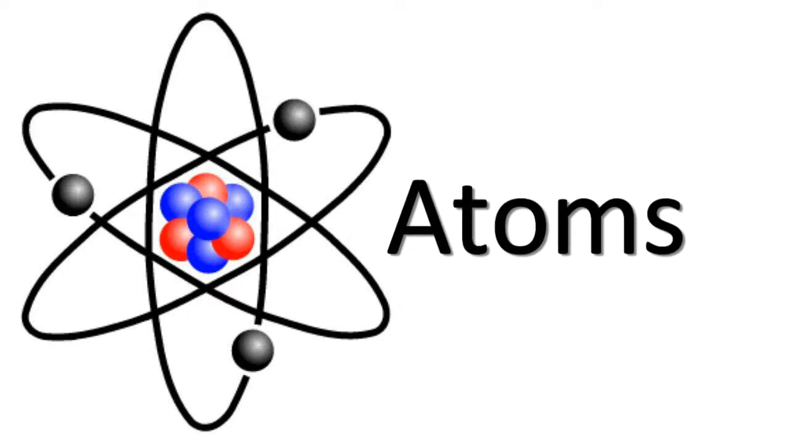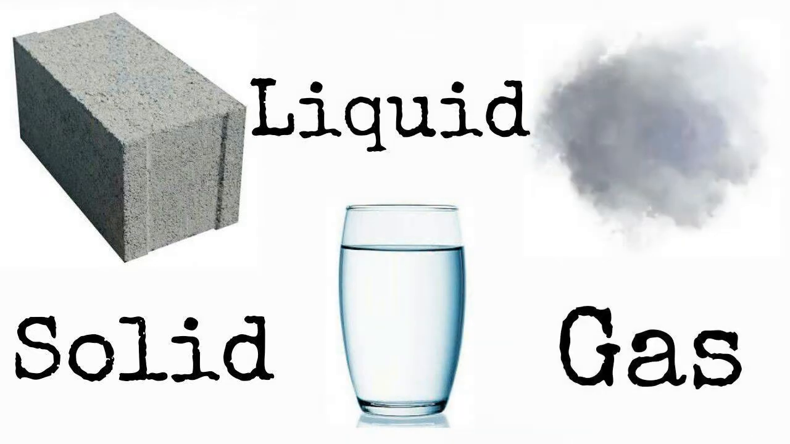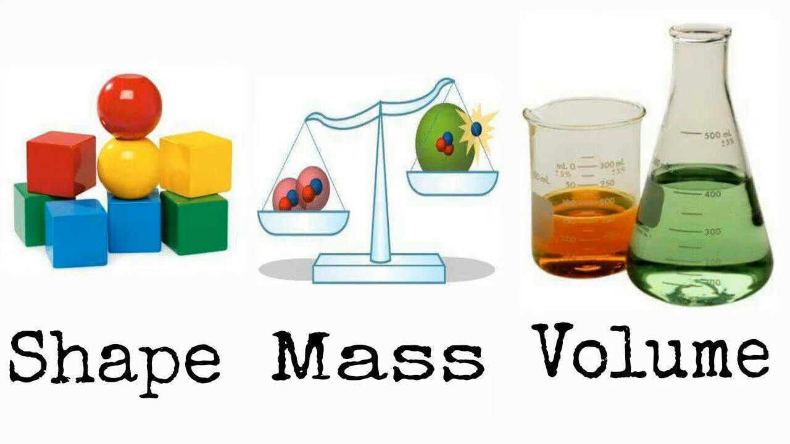Matter is made of tiny particles called atoms. Matter can be grouped into three main states: solid, liquid, or gas. To figure out which state of matter something is in, we need to examine its properties. A property is something about an object that we can measure. The physical properties we will look at to determine state of matter are shape, mass, and volume.